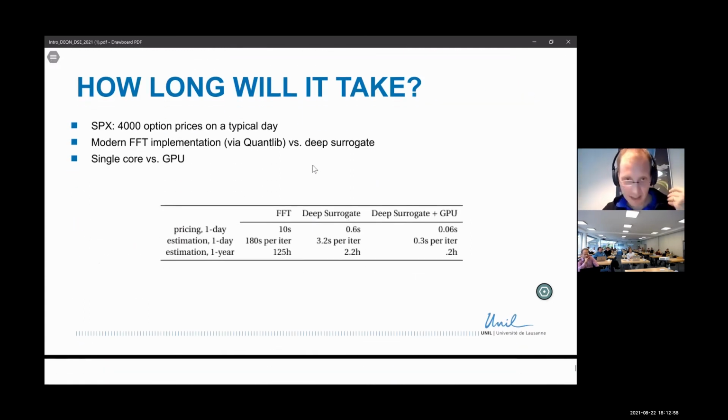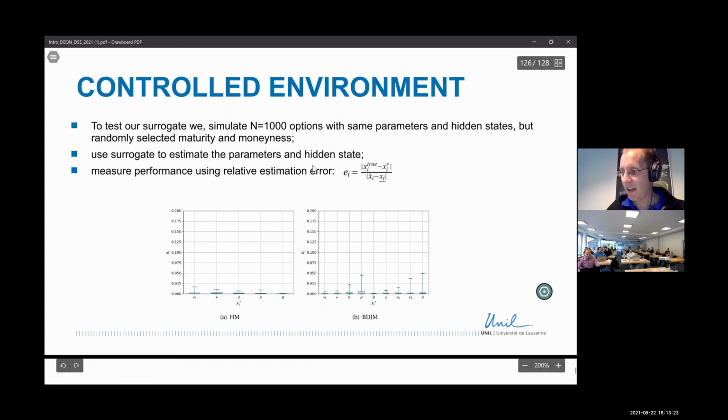So we did the exercise. We used a tuned library, QuantLib, and then we did a bunch of exercises. To solve the model in the classical fashion would take 125 hours, but with deep surrogate technology it would be just 0.2 hours. So this is pretty cool. And you see the parameter estimates have almost no error. Here, obviously, it's a model, so we could simulate the data and compare against the true solution.